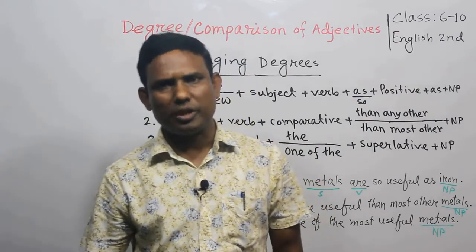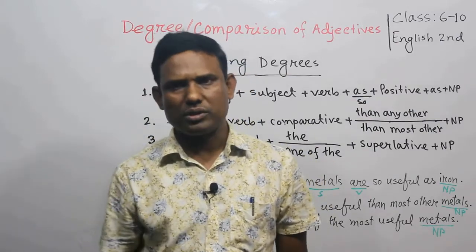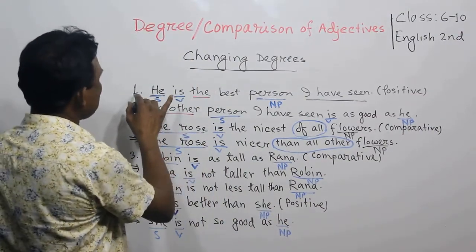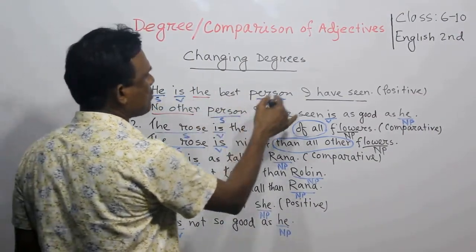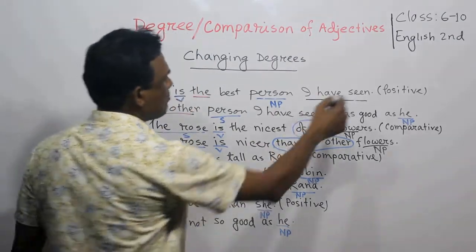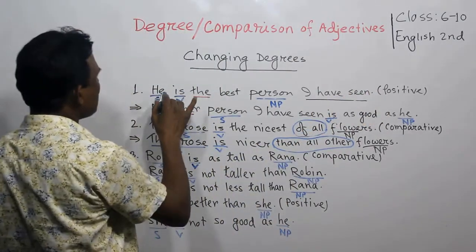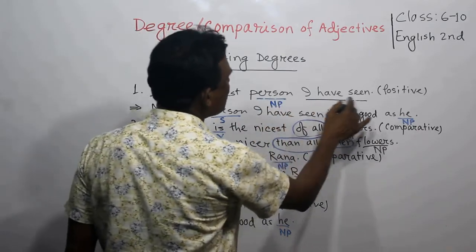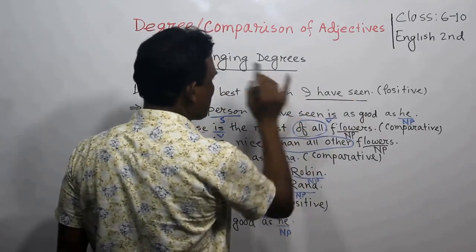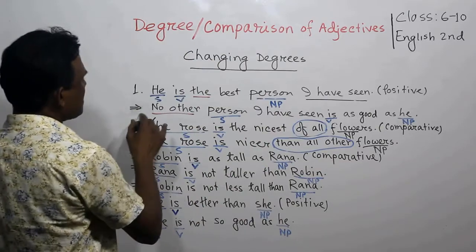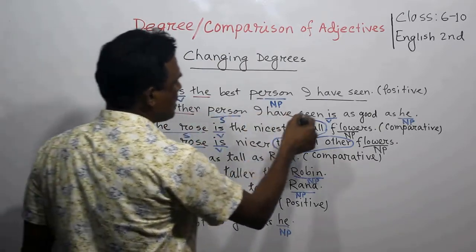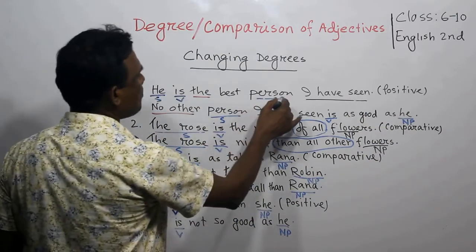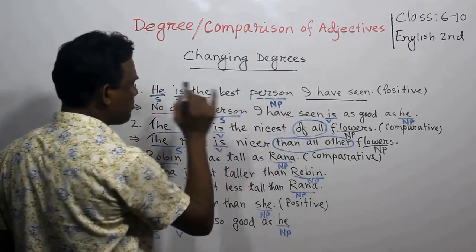Now, I am going to give you some more examples. Look at the examples. Number 1: He is the best person I have seen. Make it positive. Here, he is subject, is verb, person is NP. The clause I have seen modifies the noun person. So, its answer is: No other person I have seen is as good as he. You can see NP with the modifier has become subject.